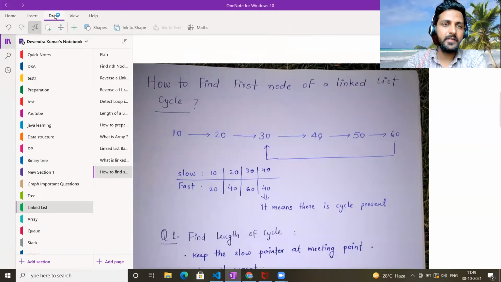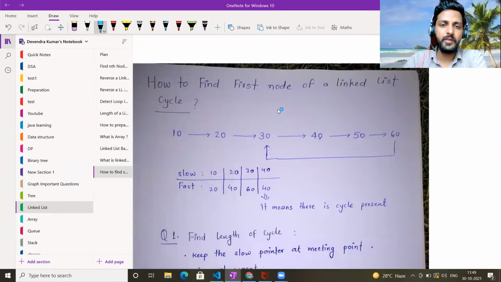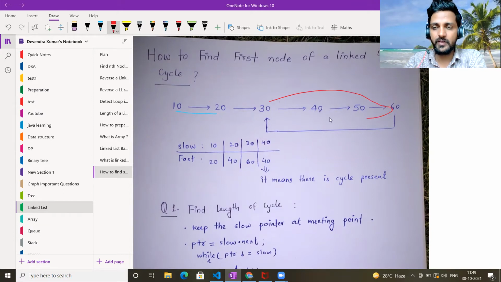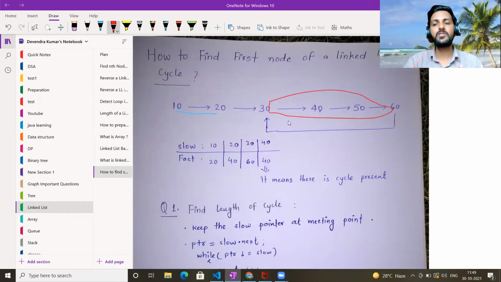So let us think about how we can do that. Let's say this is the linked list, which is starting from 10 and goes 10, 20, 30, 40, 50, and 60. Now, as you can see, there is one loop, because from 60 we are coming back to 30. So this is the cycle. We just need to find out the first node of this cycle. The first node of the cycle is nothing but 30, so the output of this question should be 30.